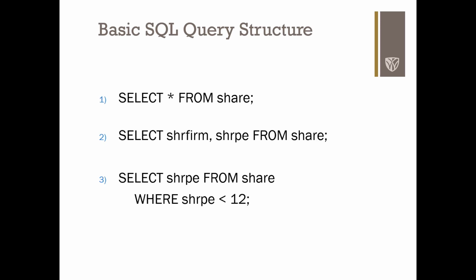So here's some samples that illustrate the basic SQL query structure. So select star from share, select share firm, share PE from share, select share PE from share where share PE is less than 12. Just as a reminder, if you wish, you can copy and paste. Once you've created your share table using the create and insert commands, if you wish, you can copy and paste these commands into MySQL Workbench and run them to see what response you'll get. But we can go through that here.